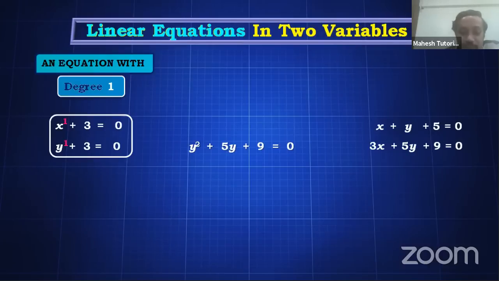y square plus 5y plus 9 is equal to 0. Students, quickly tell me, which alphabet variable is there in this? Perfect. How many times is y visible? 2 times. Okay, first tell me, the y which is associated with that number 5, what is the power of that y? Very good, nothing is written, meaning the power is 1.